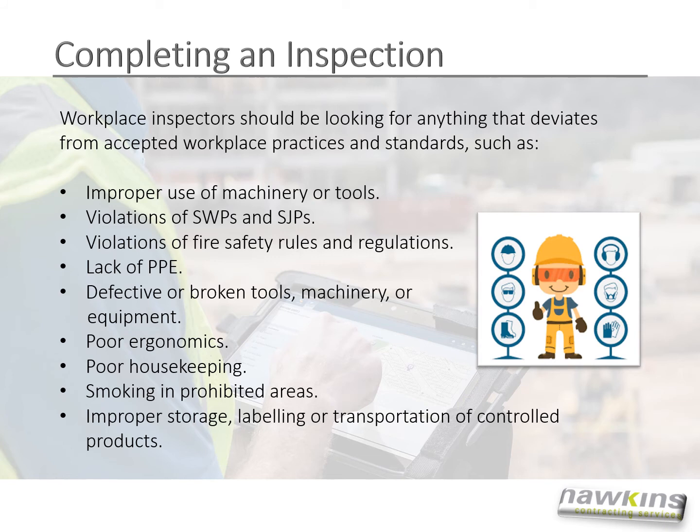Workplace inspectors should be looking for anything that deviates from accepted workplace practices and standards, such as improper use of machinery or tools, violations of safe work practices and safe job procedures, violations of fire safety rules and regulations, lack of PPE, defective or broken tools, machinery, or equipment, poor ergonomics, poor housekeeping, smoking in prohibited areas, and improper storage, labeling, or transportation of controlled products.